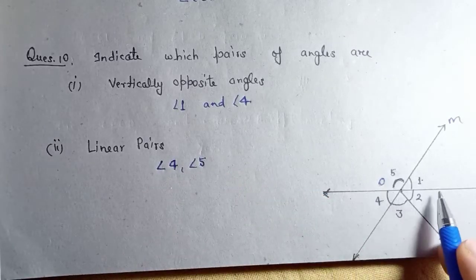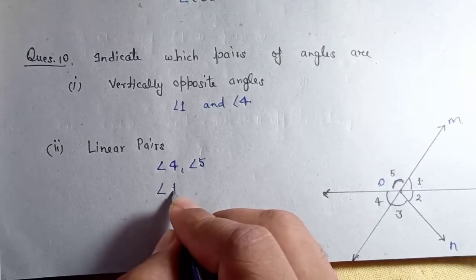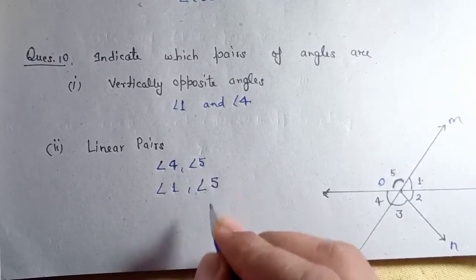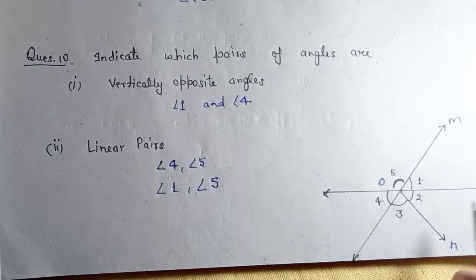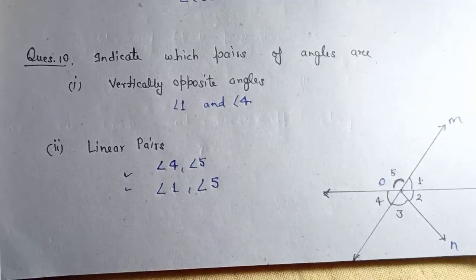And on a straight line you can get one more pair, 1 and 5. Right, 1 and 5, and the sum of 1 and 5 is 180 degree. So there are two pairs here of linear pairs.